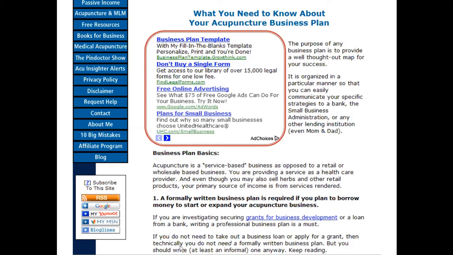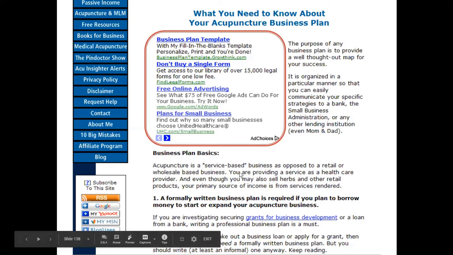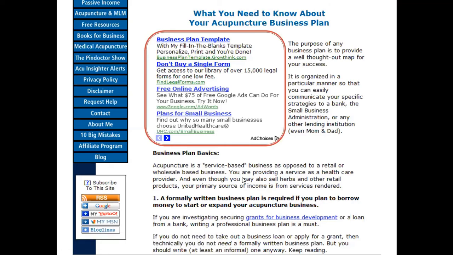But Google pays you to put these ads on your site because they're very targeted, right? This is a very targeted web page. I'm talking about acupuncture business plans. And so these companies, Legal Forms and Business Plan Template and the small business, they pay Google to put their ads on very targeted web pages. So that's what Google does. They go and they use their spiders. They find these web pages and they put these ads on them.